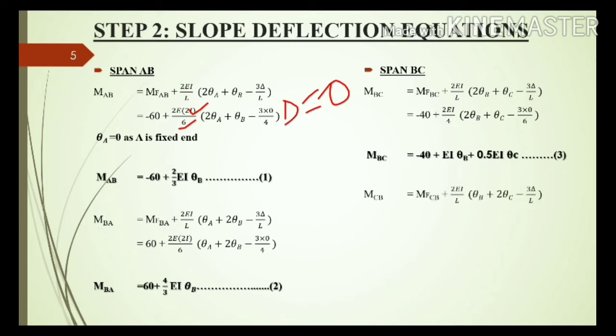Consider the member CB. Therefore, moment along the member CB, MCB is equal to M of CB plus 2EA by L into theta B plus 2 theta C minus 3 delta by L. Again, substitute the value of M of CB and length of the span. We get 40 plus 2EI by 4 into theta B plus 2 theta C, minus delta also 0. So MCB is equal to 40 plus 0.5 EA theta B plus EA theta C. These are our four slope deflection equations along the members AB, BA, BC and CB. So next we can move to the third step.